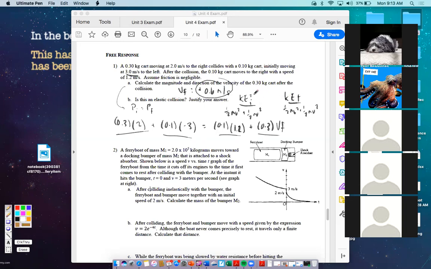I think for my initial kinetic energy, I got something like 1.05. And for my final kinetic energy, I got 0.126. So you can see that quite a bit of the kinetic energy has gone away.